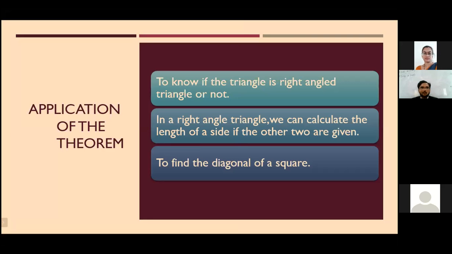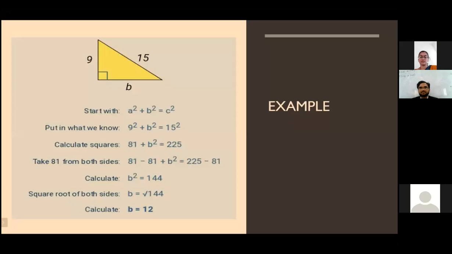Application of the theorem. The first application of the theorem is to know if the triangle is a right angle triangle or not. Second, in a right angle triangle, we can calculate the length of a side if the other two are given. So as we have seen in the example, two sides were given and we needed to find the third side of the triangle.